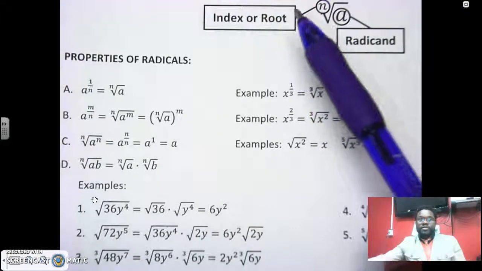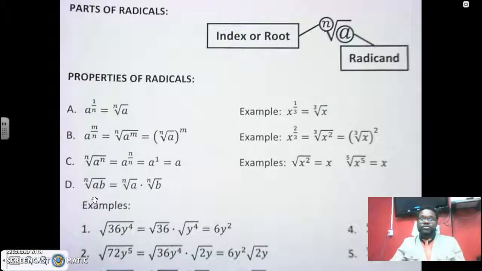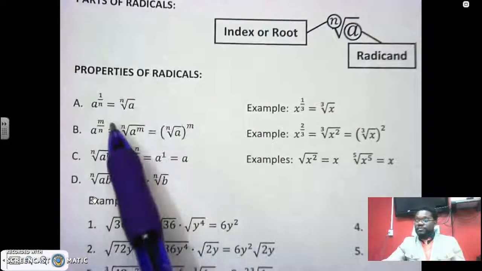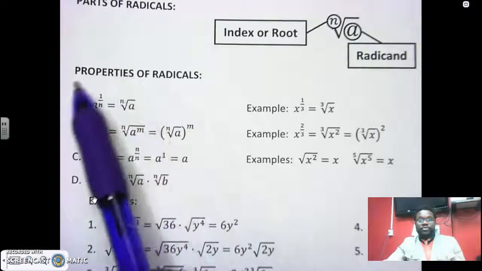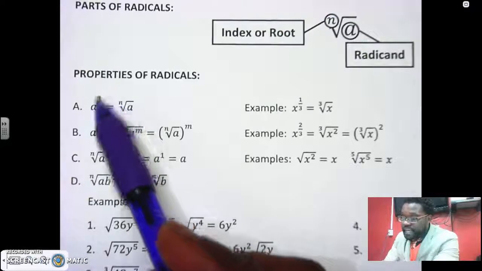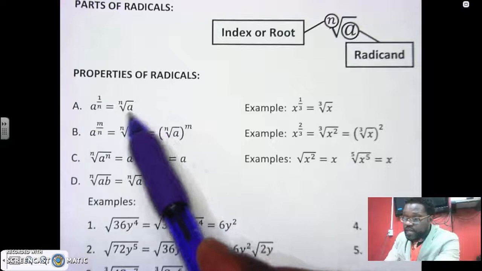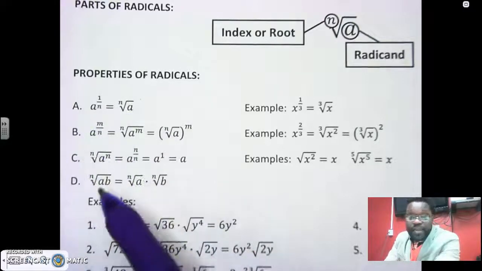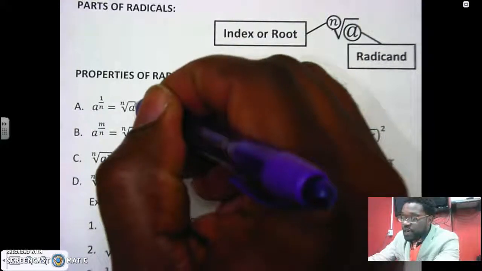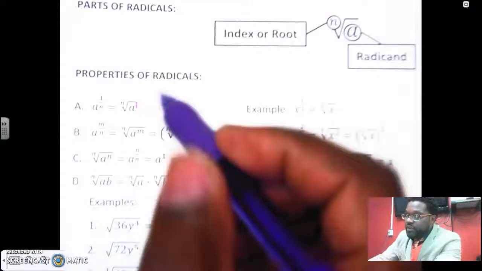Okay? And so most of these properties are going to be based on knowing the index and root and the exponent for the radicand. And so here's one. And I think I've showed you this one before, but if not, let's pay attention. This property says that this fraction as an exponent is equal to this radical here. Now remember, whenever a number has an exponent of 1, we don't really write the 1. So really there's a 1 right here as the exponent on the radicand, but we don't have to write it.